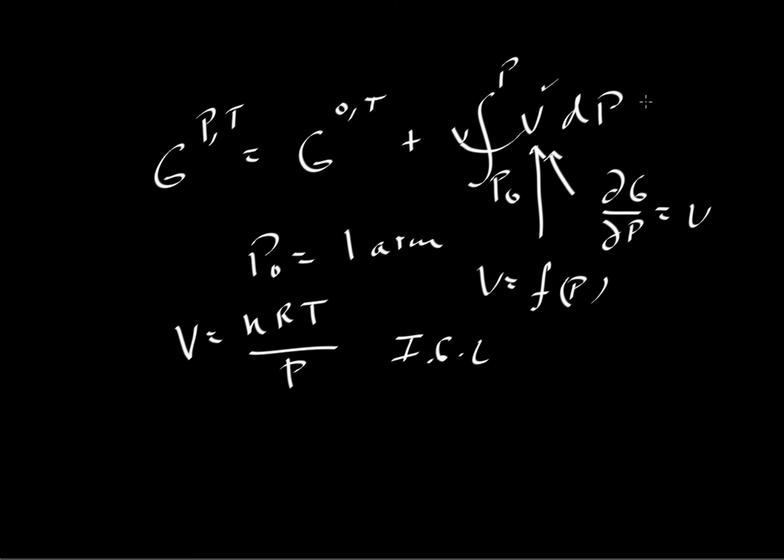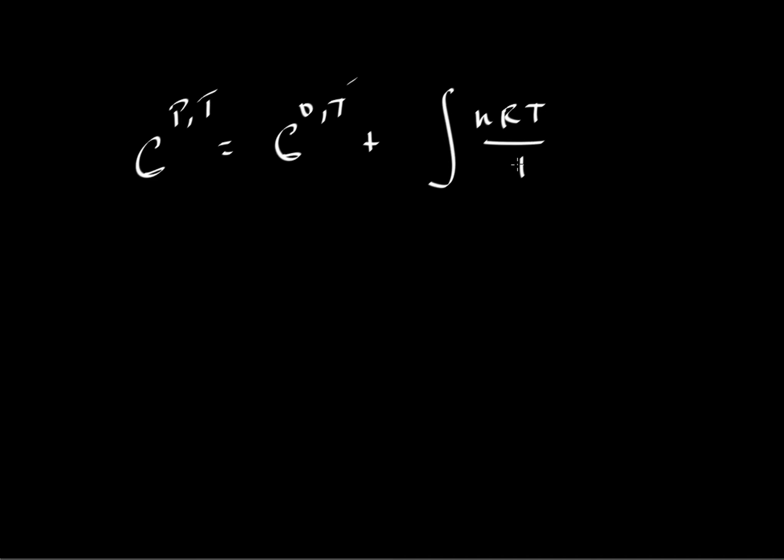So we'll put that into this integral here, and that will give us the Gibbs free energy. This is what we're after at some pressure and temperature, is the Gibbs free energy of the pure substance at the standard state and temperature plus this correction where we have nRT over P and then dP. And then we have P naught, let's just put that as 1 atmosphere over here. And then the pressure of interest. Now these are constant, n, R, and T, so we could pull those out of the integral.